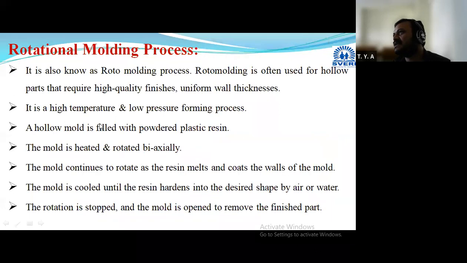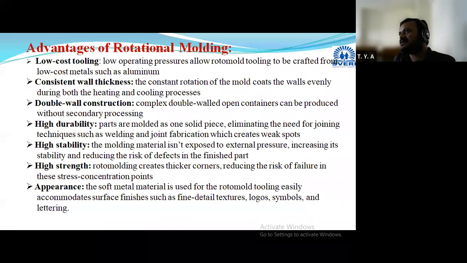Then we will move towards the next type, that is the rotational molding process. Okay, now basically this process was invented for the manufacturing or processing of thermoplastic material, but after that they performed some research work, and nowadays approximately 15% thermosetting materials are used. 85% thermoplastic material is used for this rotational molding process. And this rotational molding process is also termed the rotomolding process. Okay, I will first show you the application, then you can understand the concept easily.